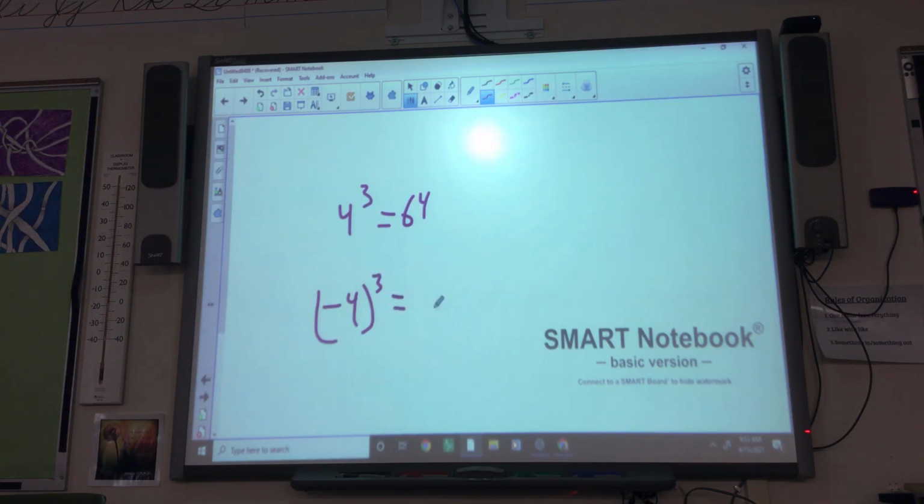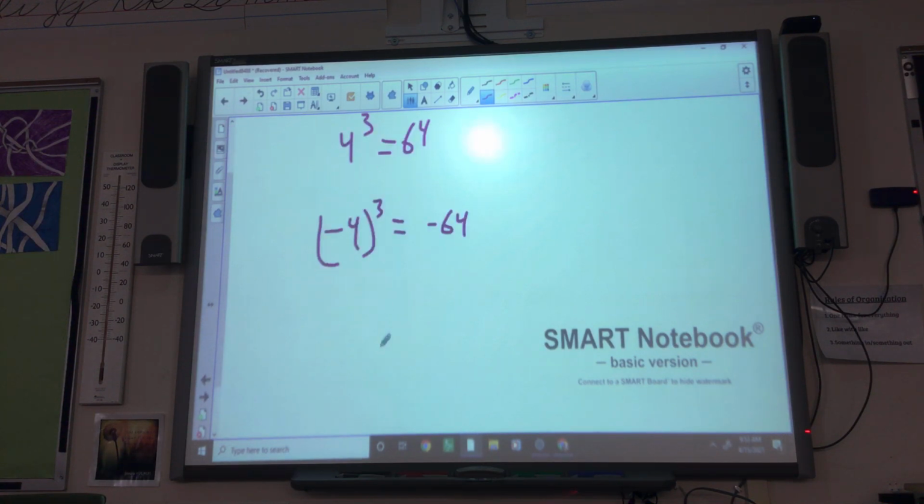Negative 64, because I know I've got 3 negatives, 2 of them are going to cancel, I'll have 1 extra. My answer is going to be negative 64. So for any of them, if you say, what is the cube root? And yes, this means cube root. Square root is when you have nothing right here. The 2 is assumed. Cube root has a 3 right there. So cube root of 64 is 4. But if I say the negative cube root of 64, then it becomes negative 4. Simple enough.